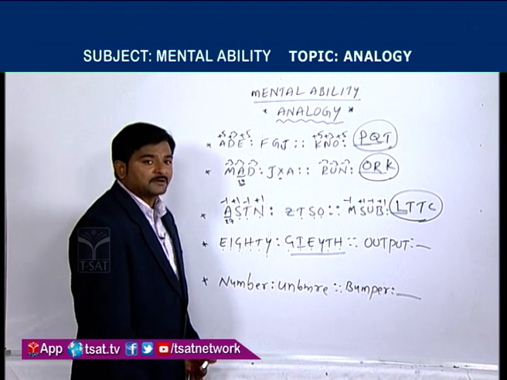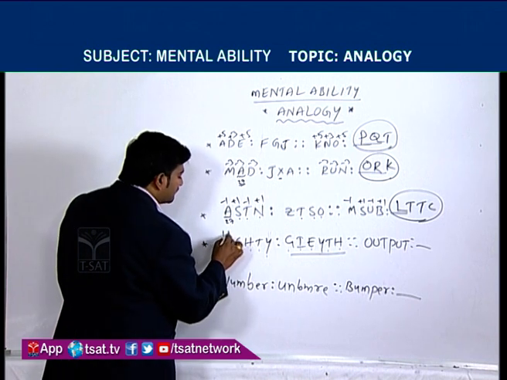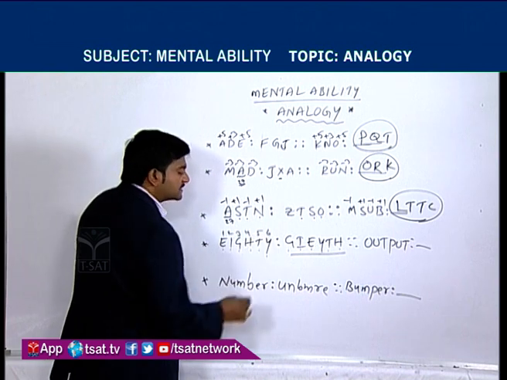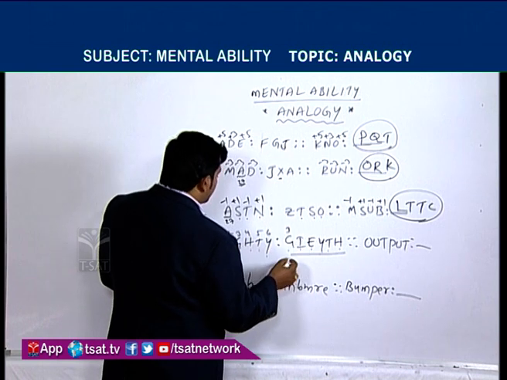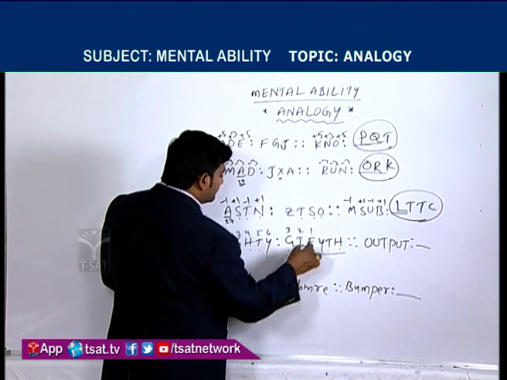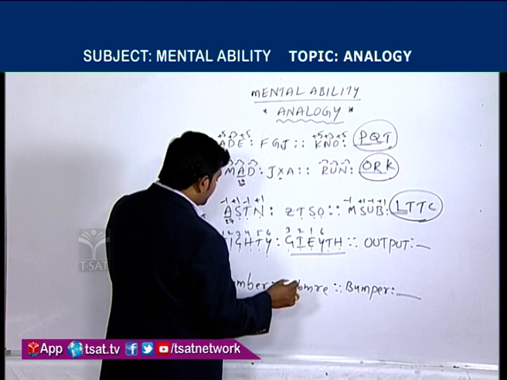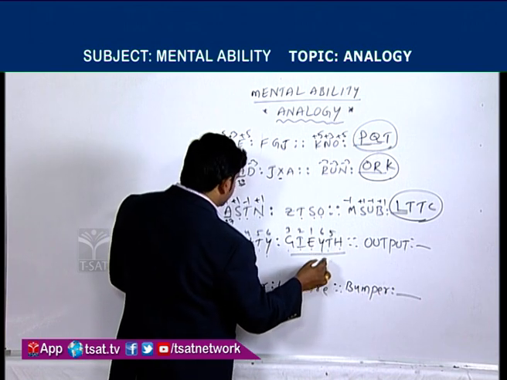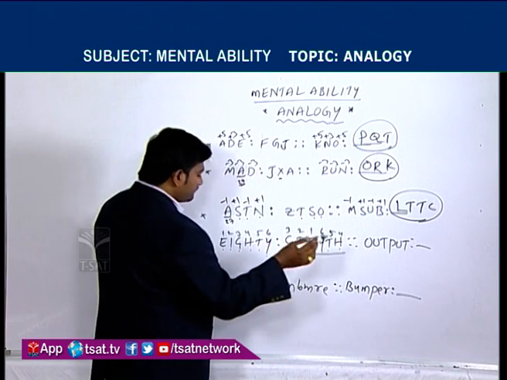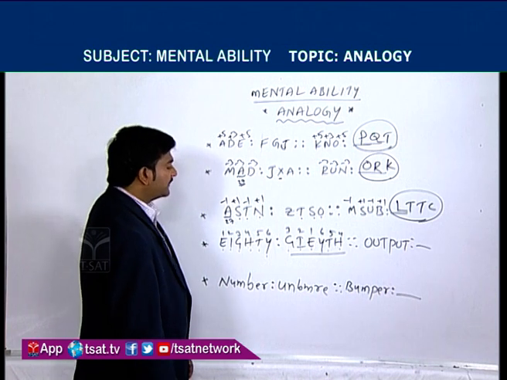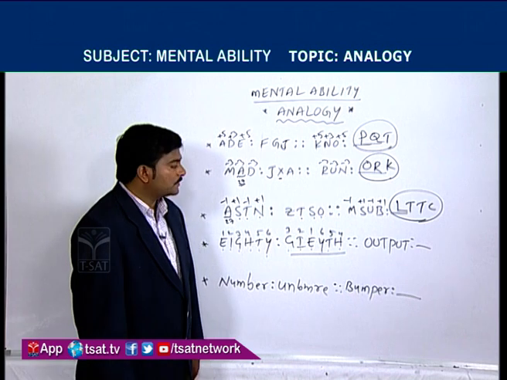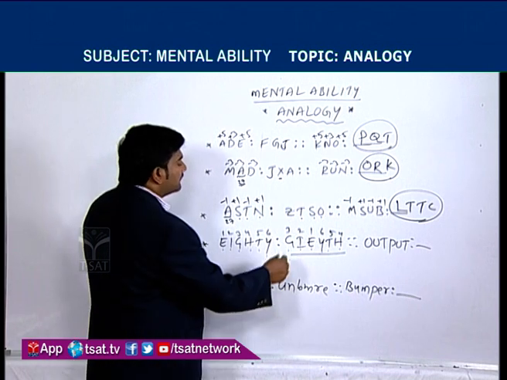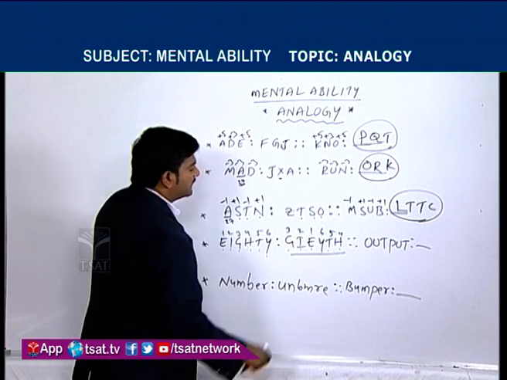What does it mean? Simply give the numbers 1, 2, 3, 4, 5, 6. G means how much? 3. I means 2. E means 1. Y means 6. T means 5. H means 4. Simply, 1, 2, 3, 4, 5, 6 is written as 3, 2, 1, 6, 5, 4. So the first half part is in reverse order, and the second half part is in reverse order.